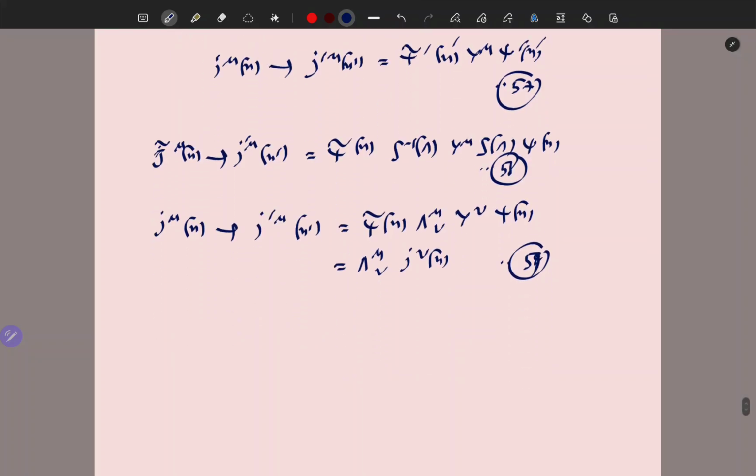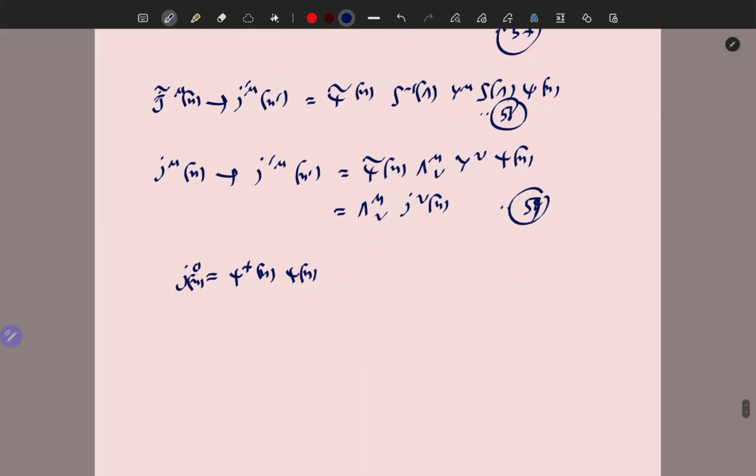From the transformation property of j^μ, it follows that j⁰ will transform like the zeroth component of a 4-vector, and j⁰(x) equals ψ†(x)ψ(x). The combination ψ†(x)ψ(x) cannot serve as a good normalization of ψ(x), as the combination is not Lorentz invariant. It is easy to see that the combination of ψ̃ and ψ is invariant under Lorentz transformation, so an invariant normalization will be provided by ψ̃ and ψ.